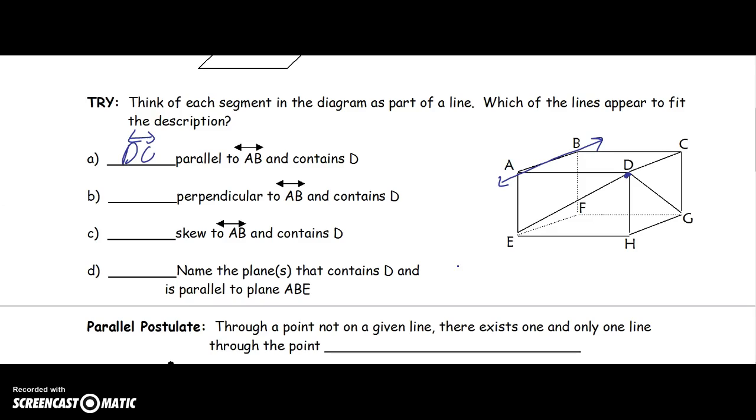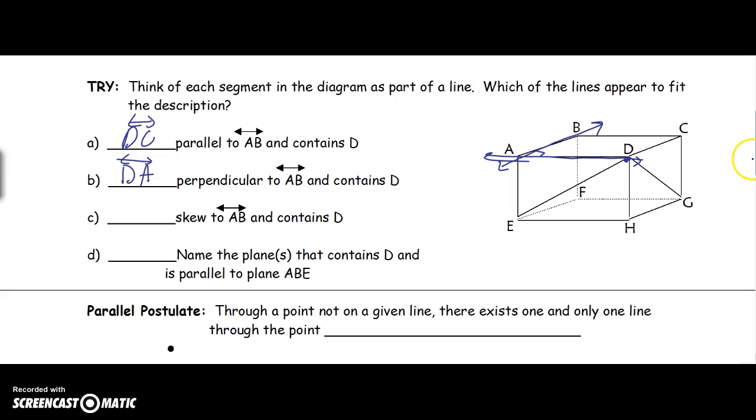Which line is perpendicular to AB and contains point D? Now, perpendicular means it forms a right angle. So this line here goes through point D and is perpendicular to AB. So DA would be the answer.